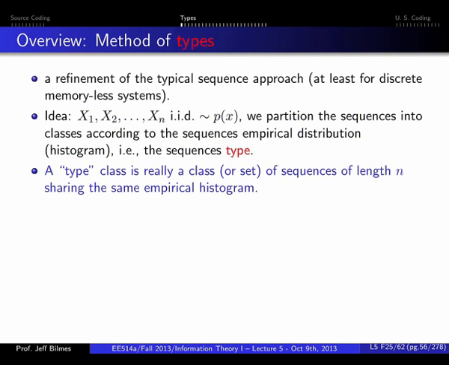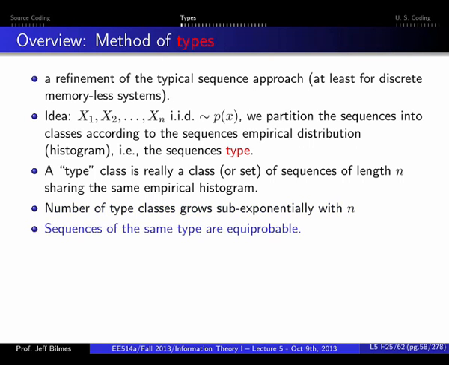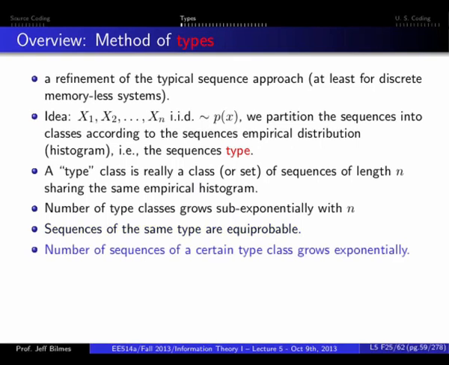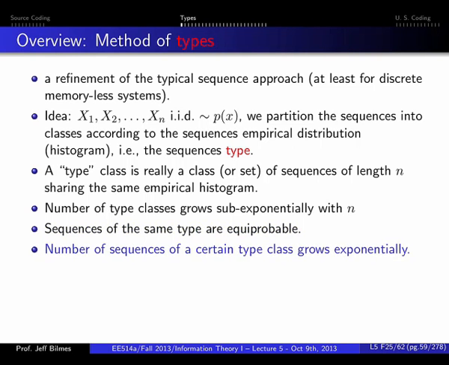And then the type class is a set or a class of sequences of length n sharing the same empirical histogram. And we're going to see that the number of classes grows polynomially. In fact, not only sub-exponentially with n, but polynomially with n. Whereas, yes, sequences of the same type are equally probable, but the sizes of certain type classes in particular are going to grow exponentially fast.